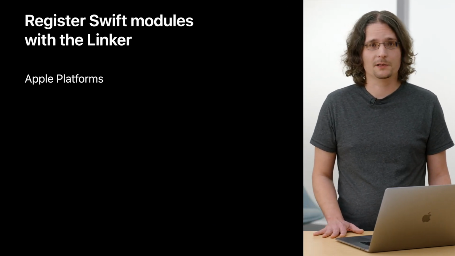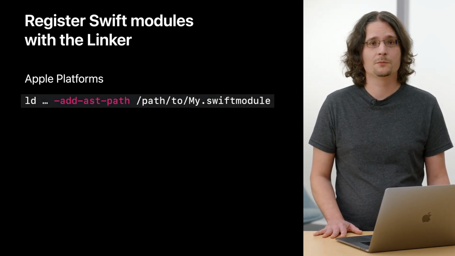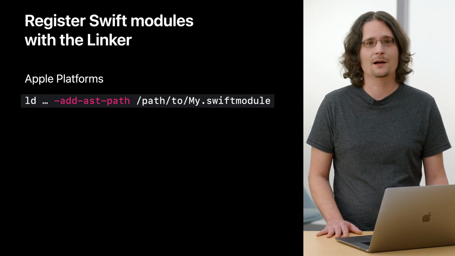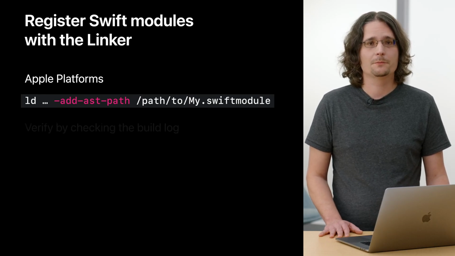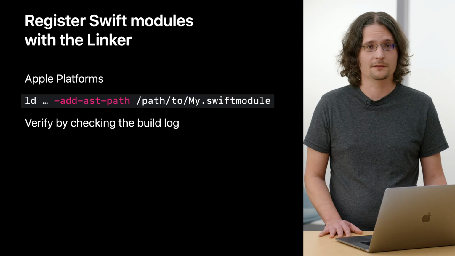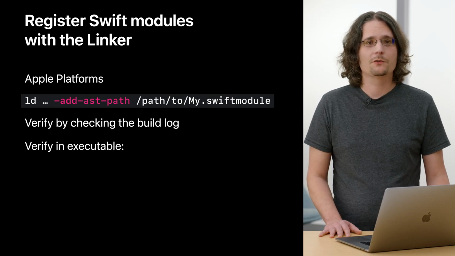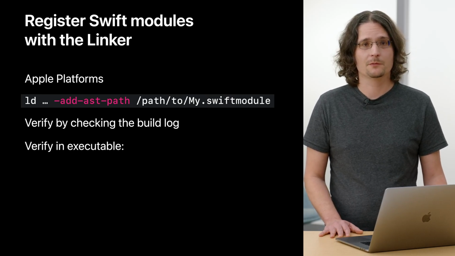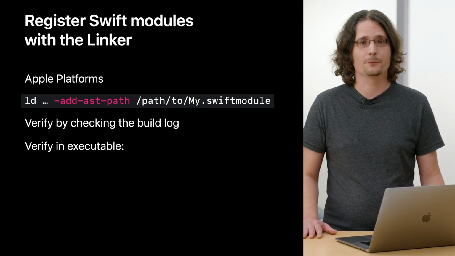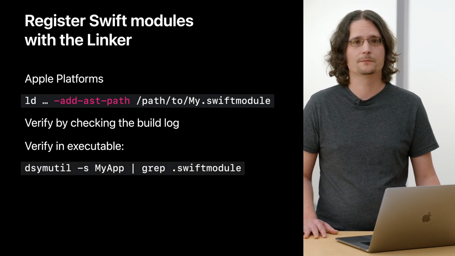In many cases, Xcode's build system will do this for you. But if you are maintaining your own custom build system, or if you've defined custom build rules, this is something to be aware of. When using the Apple linker, Swift modules need to be registered with the -add_ast_path option. Check your build log to verify that this is the case. You can also use dsymutil to dump the symbol table of your executable and grep for Swift modules to verify that it worked.